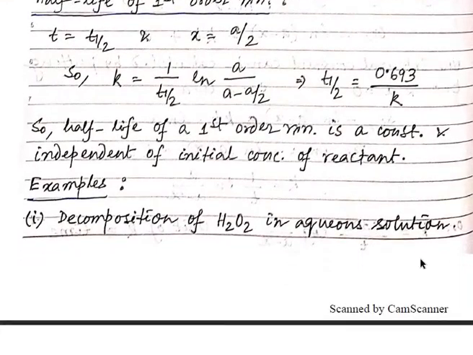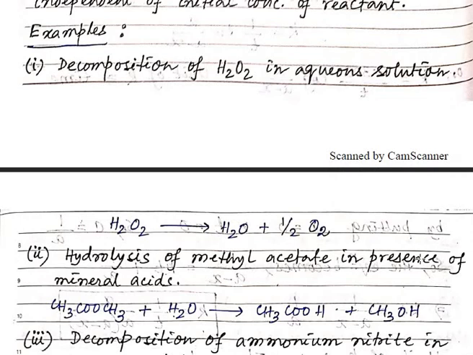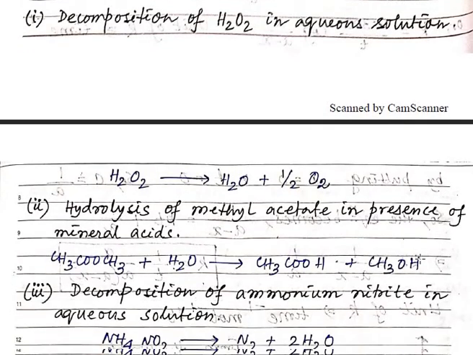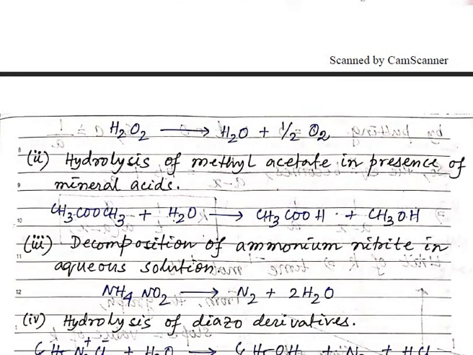Now the examples. First of all, the example is the decomposition of H2O2 in aqueous solution. If I decompose the H2O2 in aqueous solution, it will give H2O plus half O2. So that is an example of the first order reaction. And next, hydrolysis of methyl acetate in presence of a mineral acid. Methyl acetate, that is an ester, CH3COOCH3, plus water, will give CH3COOH, that is acetic acid, plus CH3OH, that is methanol. So that is an example of the first order reaction.